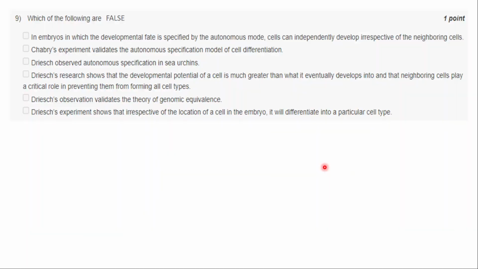Now we quickly move on to the ninth question. Which of the following is false? So there are a lot of statements here.